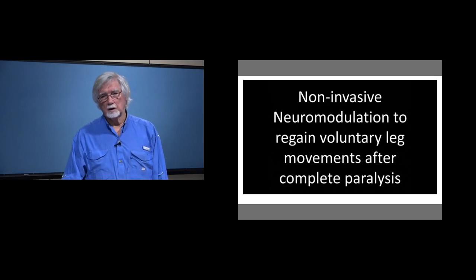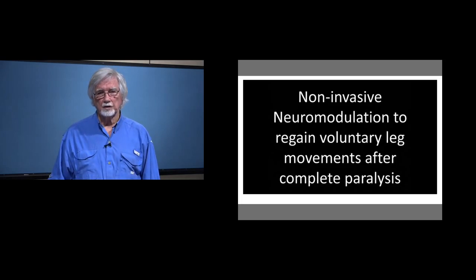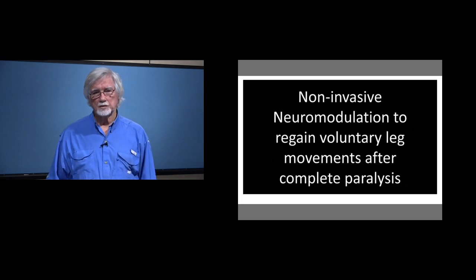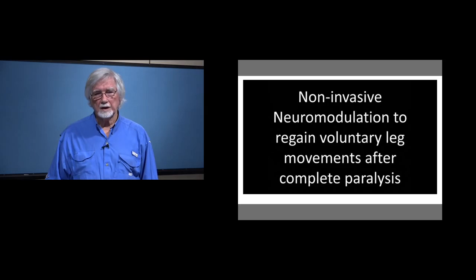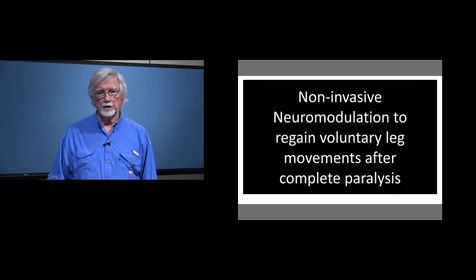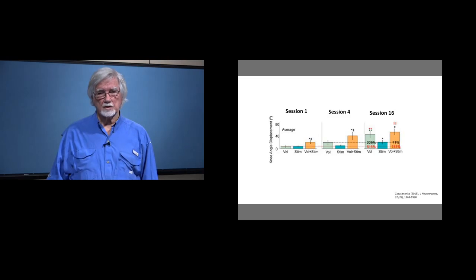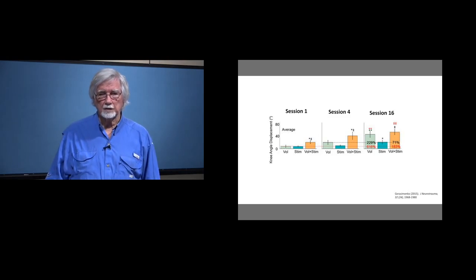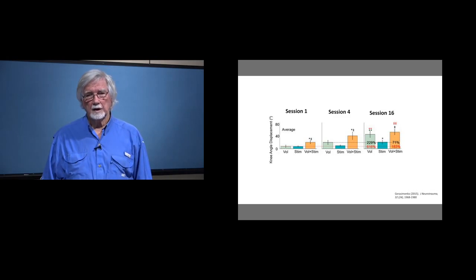So what you saw is a significant increase in the movement of the limbs, and what you see in this particular graph is the range of motion in the knee that was recorded under these different conditions. In the first session, on the far left, you see that even in that first session, when you combine voluntary activity plus stimulation, there's some influence of the voluntary. And then after four sessions, you see even more.